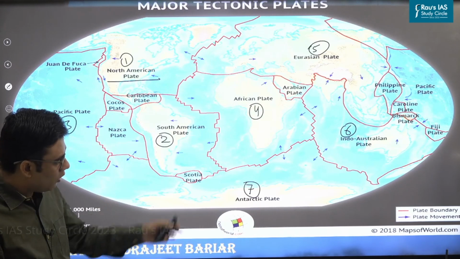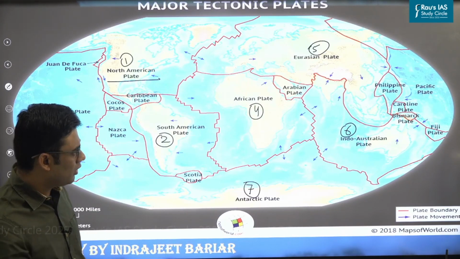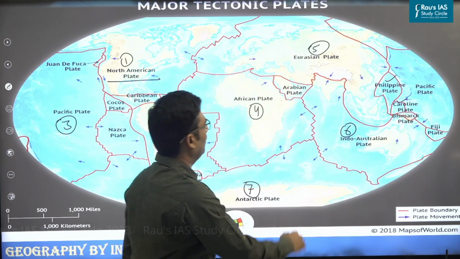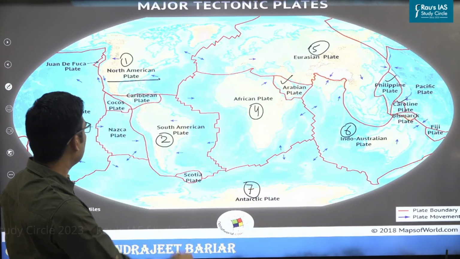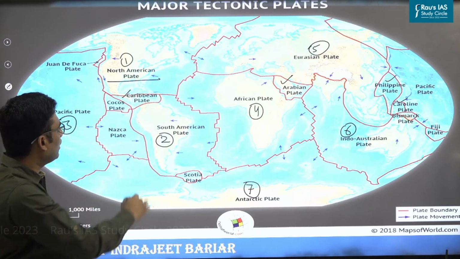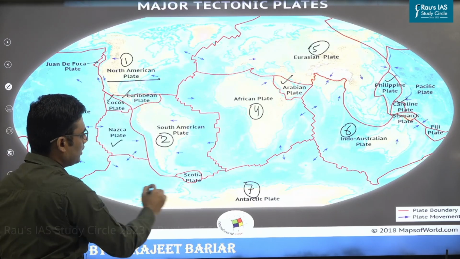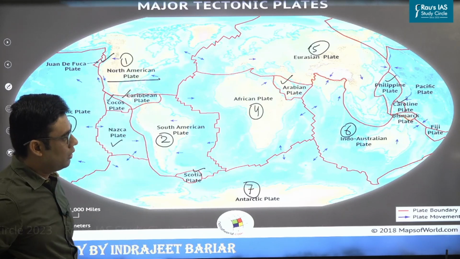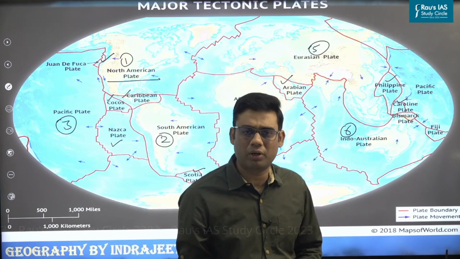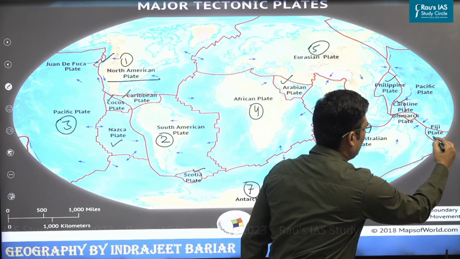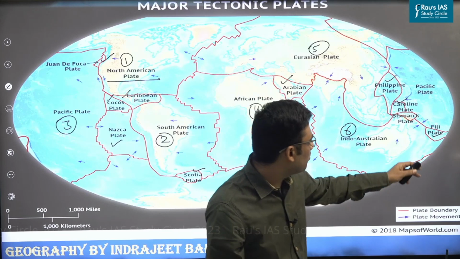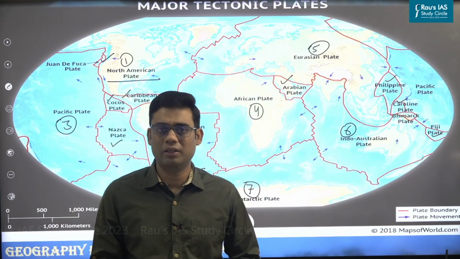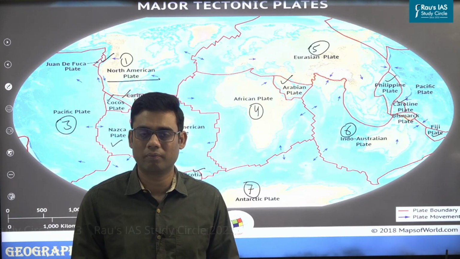Apart from that, a few of the important minor plates include Philippine plate, Caroline plate, Arabian plate. Similarly, we can see Caribbean plate, Cocos plate, Nazca plate, Scotia plate, and Juan de Fuca plate. These are the most important minor plates. Along with that, you can of course see the Fiji plate or Bismarck plate. So these are basically the plates found on the earth.